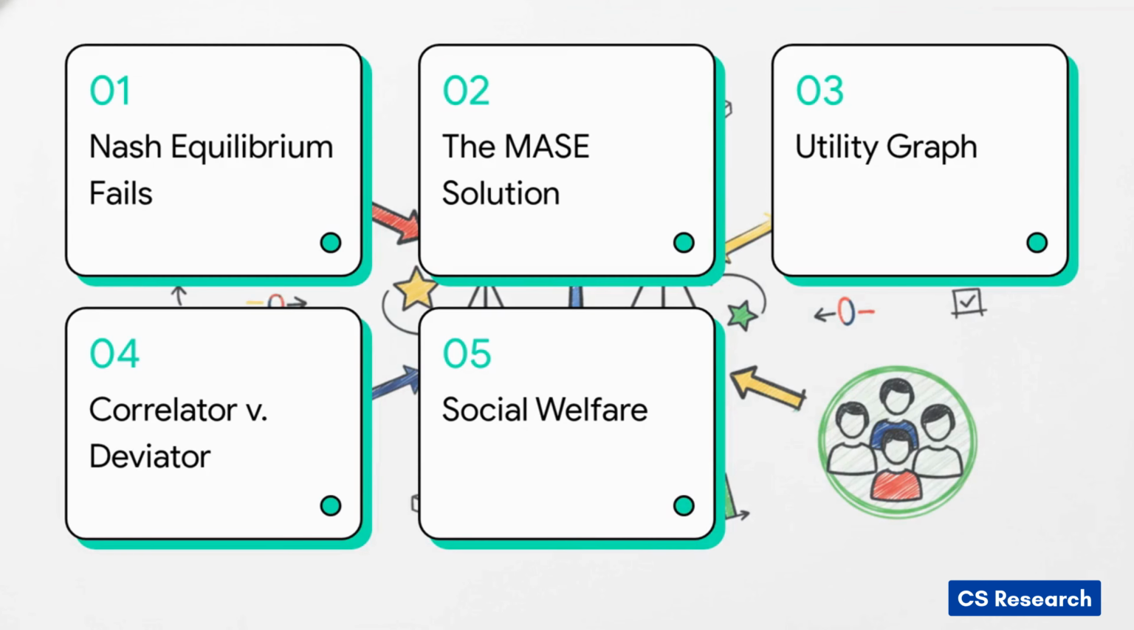So here's our roadmap for today. We'll start with when Nash equilibrium fails, then introduce the MASC solution. After that, we'll map things out with the utility dependency graph, pit the correlator against the deviator, and finally weigh exploitability versus social welfare. Let's get right into it.